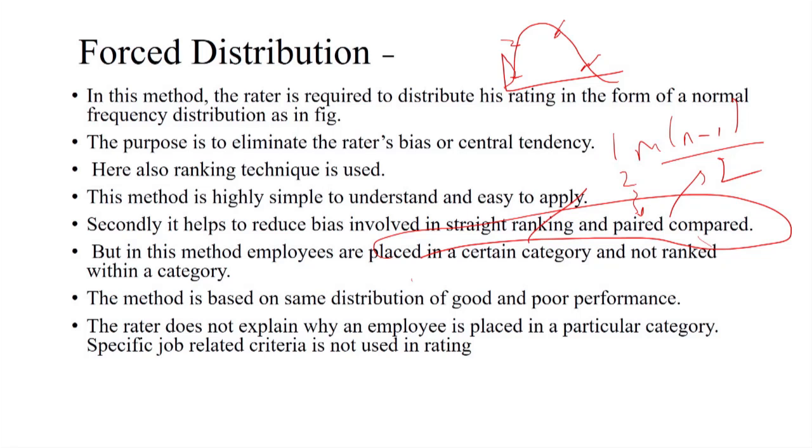This method is based on the normal distribution of good and poor performers. Only then do we find out who is good, who is bad, or who is a poor performer. The rater does not explain why. There is no answer to the question why an employee is placed in a particular category. So specific job-related criteria are not used in the forced distribution method.